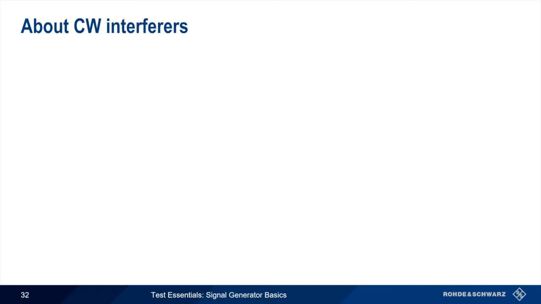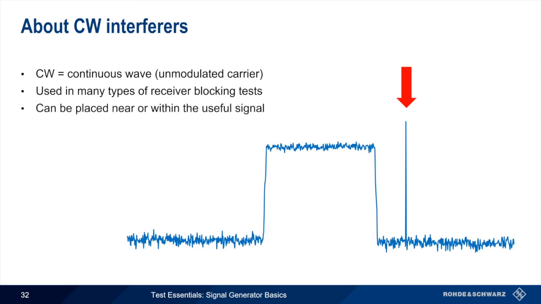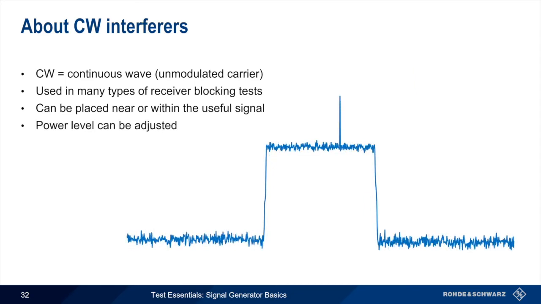Another common type of interferer that can be created by vector signal generators are so-called CW, or continuous wave interferers. These are essentially unmodulated carriers with a very narrow spectral width. CW interferers are commonly used in receiver blocking tests, which test the ability of a receiver to correctly detect and or demodulate a signal in the presence of a second interfering signal. A vector signal generator can place a CW interferer near the useful signal or within the useful signal itself. In addition, the power level of the interferer can be adjusted relative to the level of the useful signal.